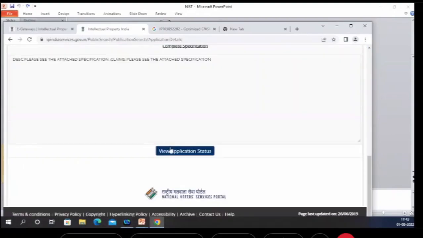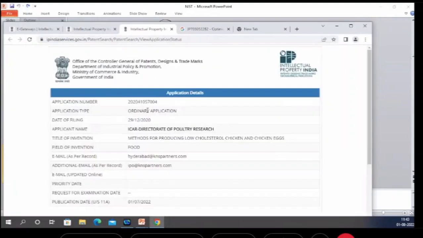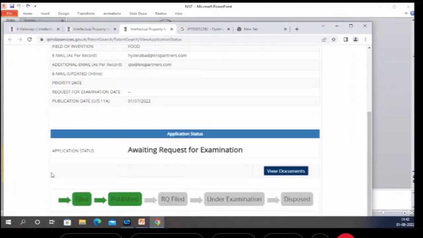If you click view application status here, you will see the status, whatever the status is. And see, this is an ordinary application and the applicant name is there. Date of filing is 29/12/2020 and this is the application number. This application has been filed and this application has been published. That means for this application, RQ is not filed. That means form 18 is not filed here.